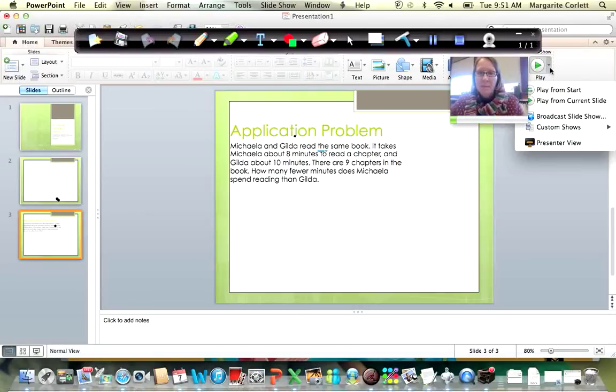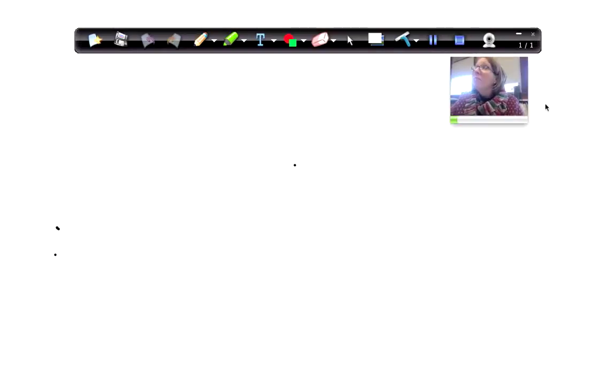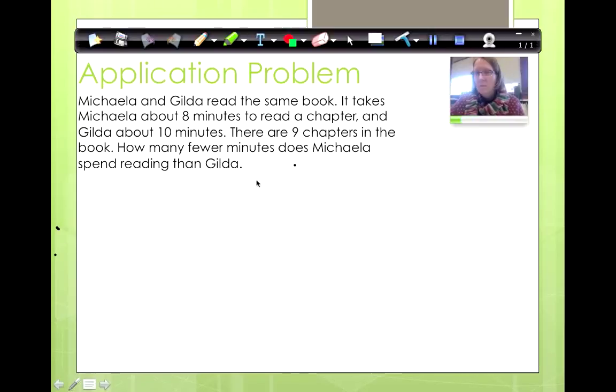Now let's finish this up. It's the last thing we have to do. Michaela and Gilda read the same book. It takes Michaela about 8 minutes to read a chapter and Gilda about 10 minutes.